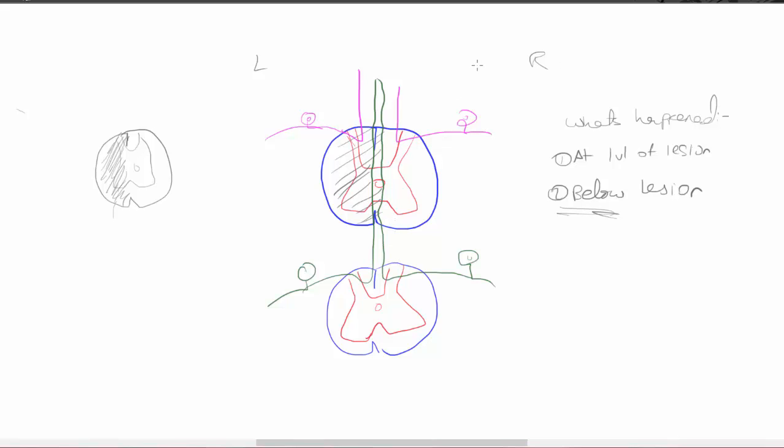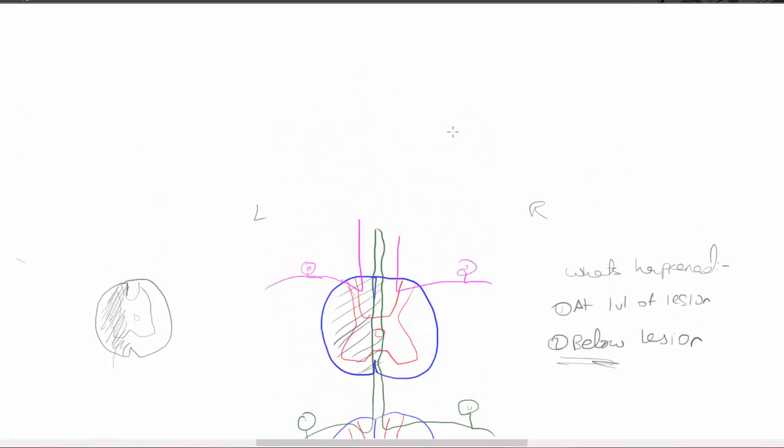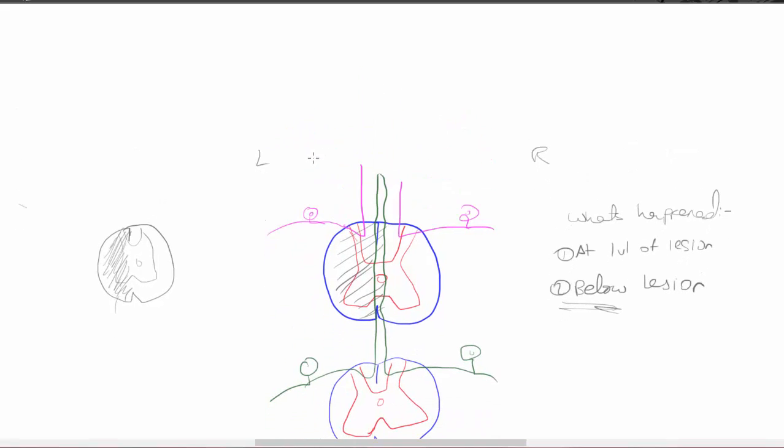If we talk about then hemisection of the spinal cord with keeping in mind spinal thalamic tract, remember for the spinal thalamic tract there's contralateral loss of information because as soon as it comes in it's crossed. Dorsal column travels ipsilaterally until the medulla. That's why there's an ipsilateral loss of proprioception, fine touch and vibration.